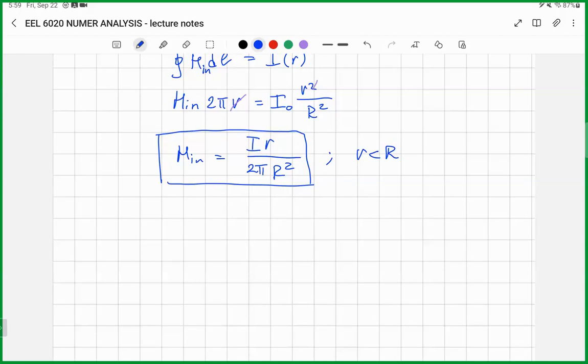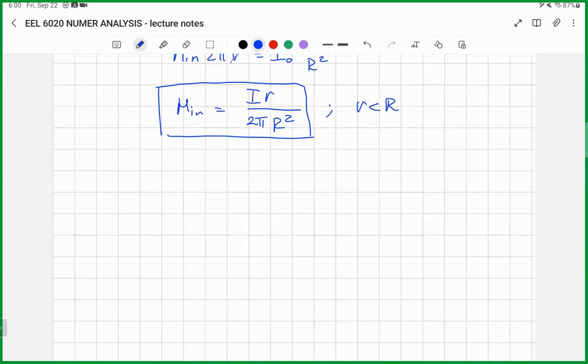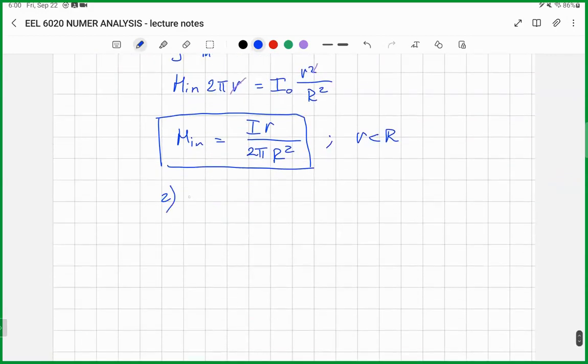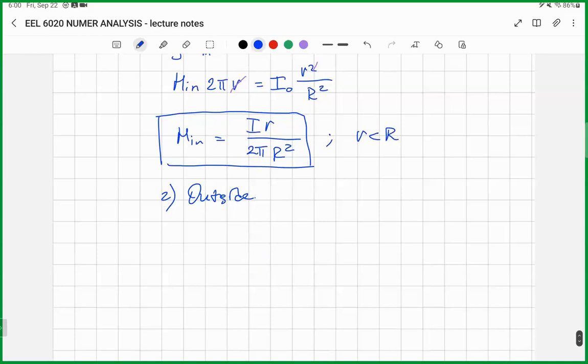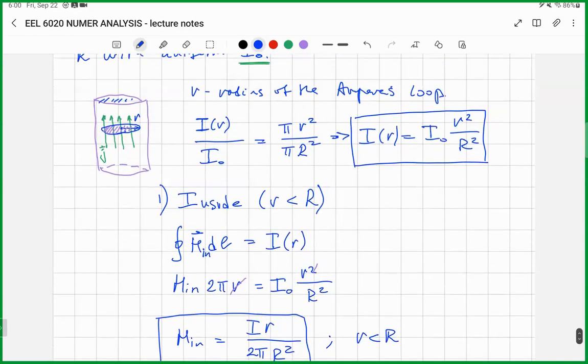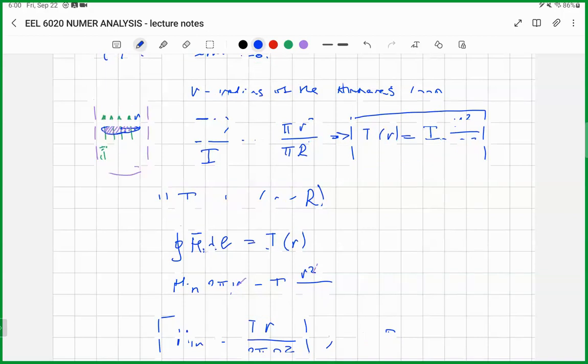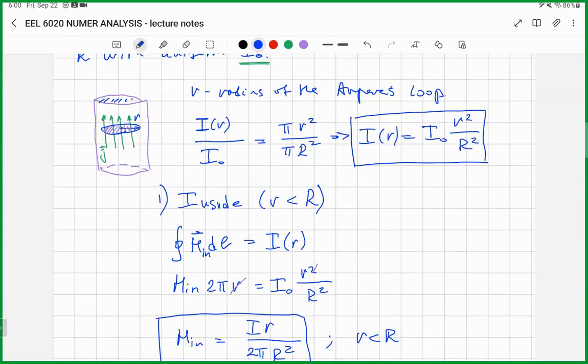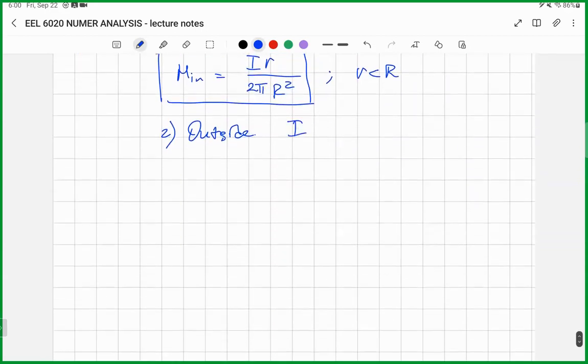With uniformly distributed current, of course, which is usually the case for the static scenario. And the outside, right? So this was inside. So second is the outside magnetic field. For the outside, the current that is surrounded by this Ampere's loop is equal to the total current that goes through the cylinder, so it's I zero. So for r larger than r capital, the current is equal to I zero.